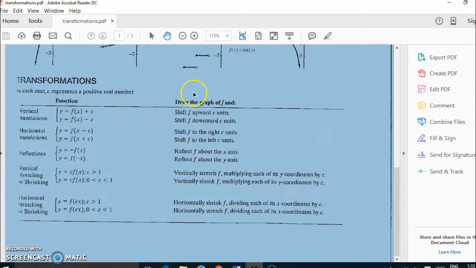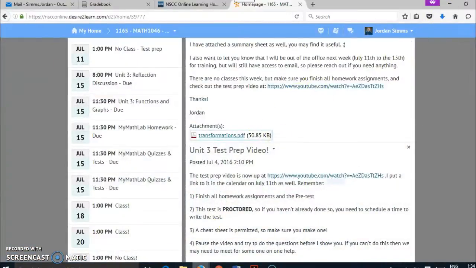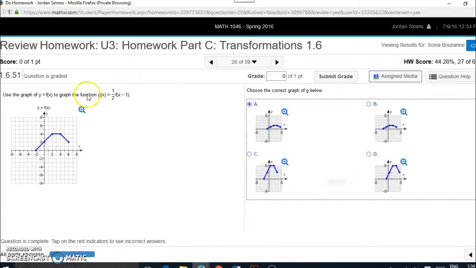It's like compressing. Picture grabbing the function and pushing it down and pushing it up from the top and bottom. Now, whenever you have a c outside of the function, it's a vertical stretch or shrink. If you have some number inside the brackets, then it's horizontal. So in this question, we have 1/2 times f of x minus 1. Here's our function f of x, and we have 1/2 times that. So this means it's vertically shrunk.